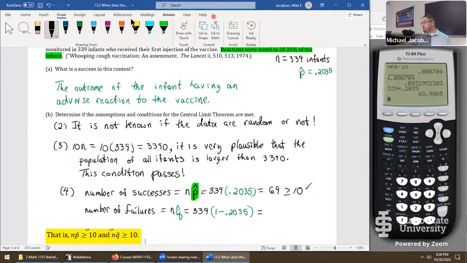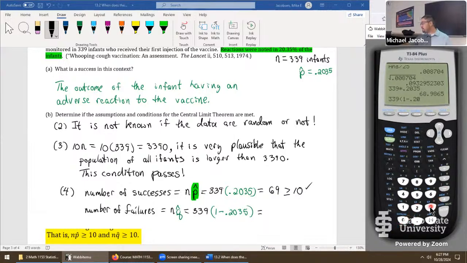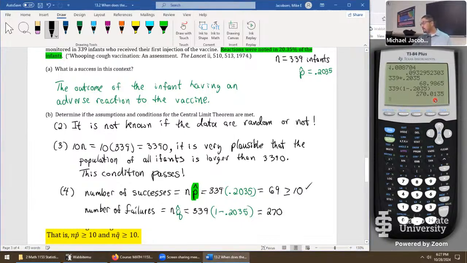So almost the same computation. It's faster to just put it in the calculator than to write it down. So 339, 1 minus 0.2035. And we've got it. Again, we're rounding to the nearest integer, so 270. So 270, which is also greater than or equal to 10.